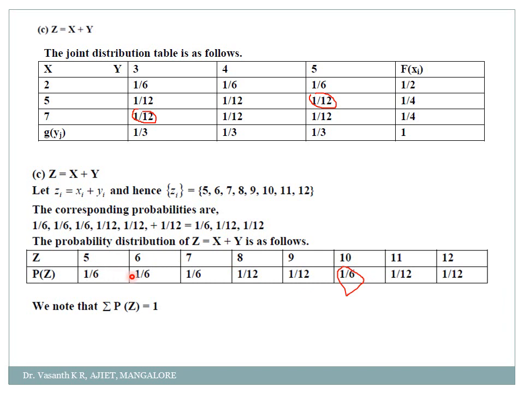You got an idea? Only 10, where z is equal to x plus y, is repeating twice. If you want, you can check here. 7 plus 3 is 10, 5 plus 5 is 10. So both the probabilities we have to add, and we have to write it here. And one more thing, when I add this total probability, I'll get it as how much? 1.